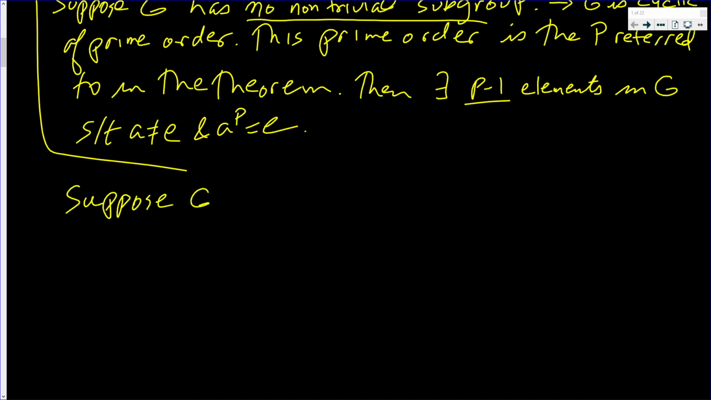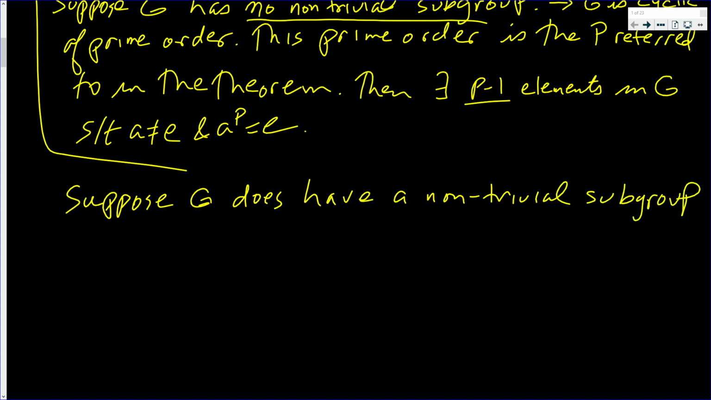Suppose G does have a non-trivial subgroup N, and P does divide the order of N. The next and last case will be P does not divide the order of N. Okay.